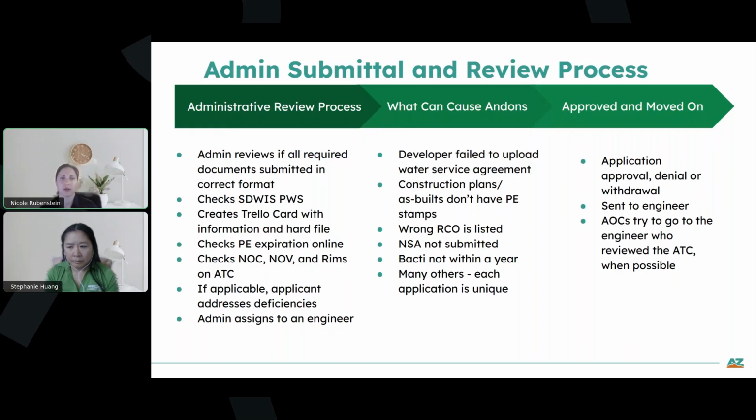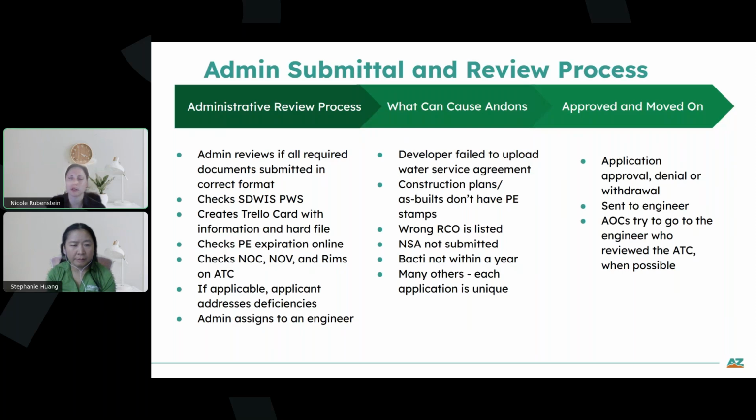They'll check that the PE license hasn't expired by looking that up online. They'll check if this permit is associated with a notice of violation or a notice of compliance and make note of that. And if applicable, the applicant will address any deficiencies that the admin has found. Once those deficiencies, if there are any, are addressed, the admin will assign it to one of the engineers on the team, and then the engineer can proceed with their review.